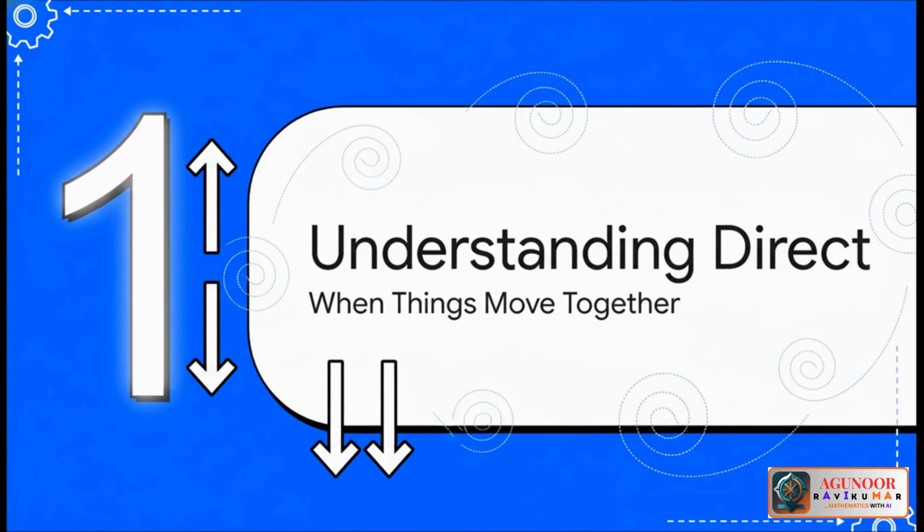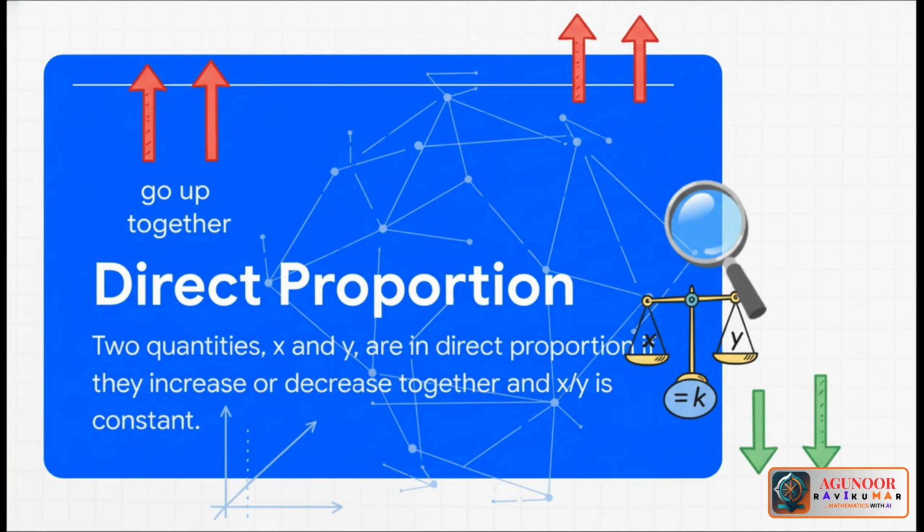All right, first up, direct proportion. This is basically when 2 things are moving in sync, kind of like dance partners. When one increases, the other increases. When one decreases, the other one does too. So, here's the deal. For something to be a real direct proportion, there's a special rule. The ratio between the 2 things has to stay the same, always.